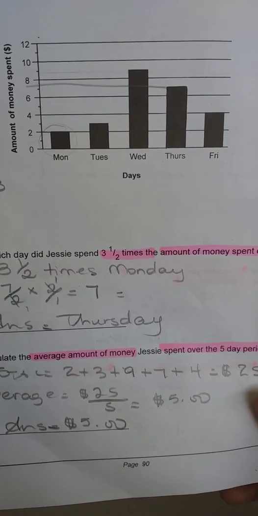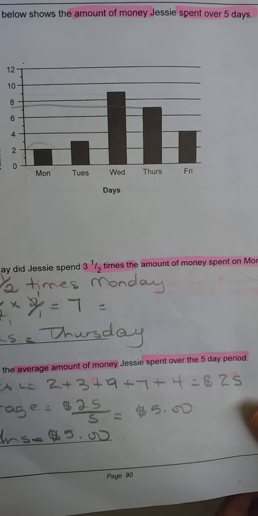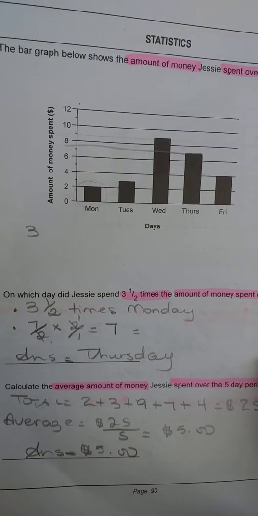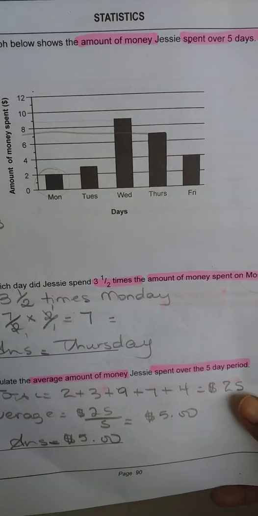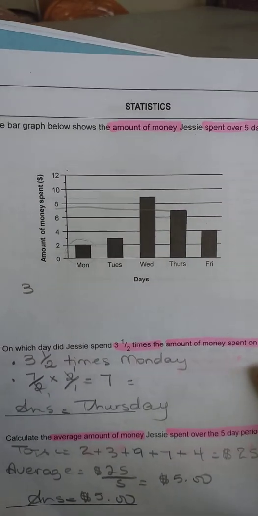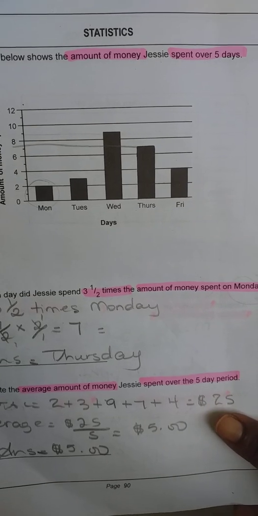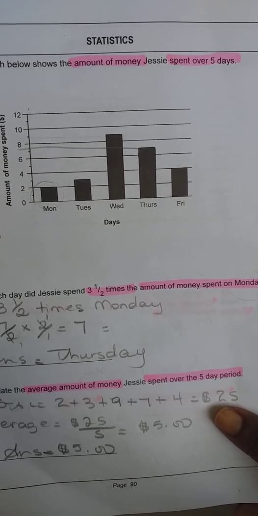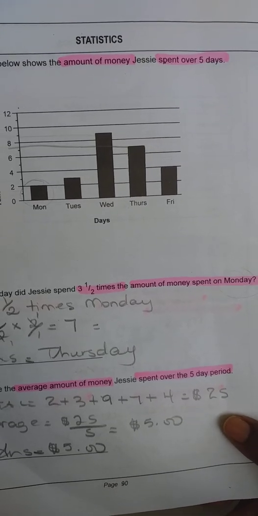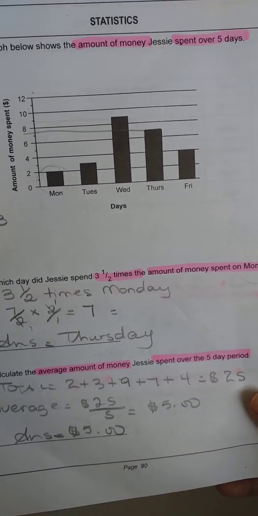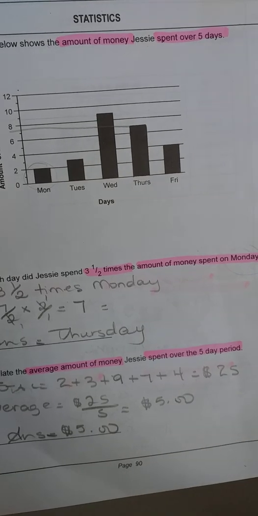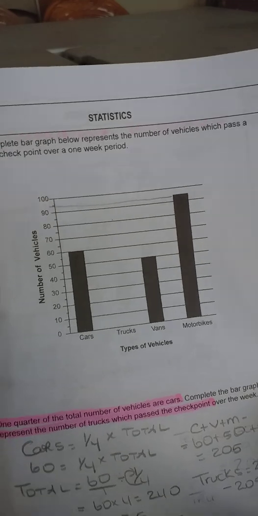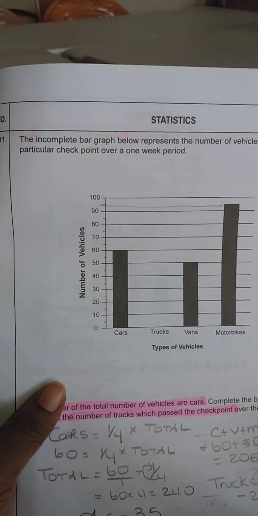Next question. Calculate the average amount of money Jesse spent over the 5 days. Here we meet average again. Remember, average is total over the number of data sets. So we have a 5 day period. Monday was 2, Tuesday was 3, Wednesday was 9, Thursday was 7, Friday was 4. So in total, how much money was spent? $25. And how many days was that? 5 days. So we have 25 divided by 5, which is 5. So the average is $5. Don't forget your dollar sign. It's money. Don't forget your dollar sign.